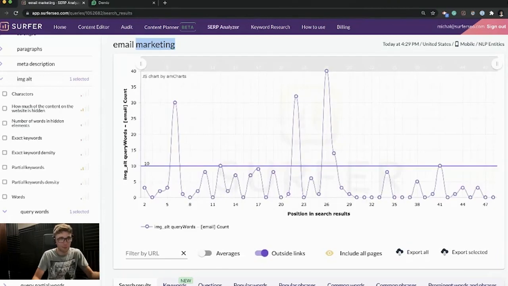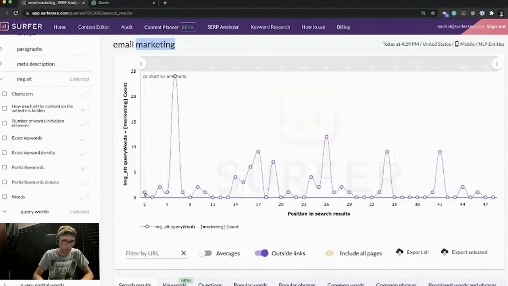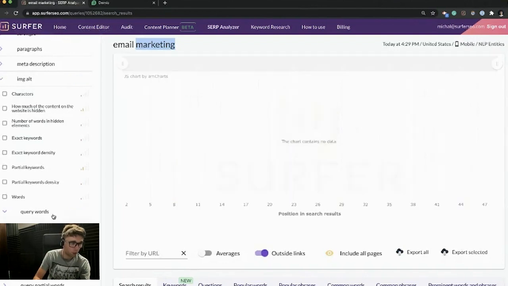So how many times do we have? And in the brackets, you will see what we are analyzing. So in this case, we are analyzing how many times, because it is a count, the word email appears in image alt. Okay, let's take a look at marketing. It is 0. So yeah, you see how it works. It's pretty straightforward, I hope.